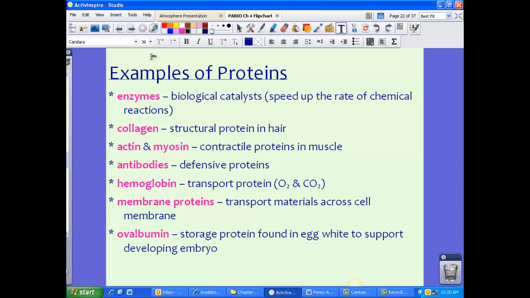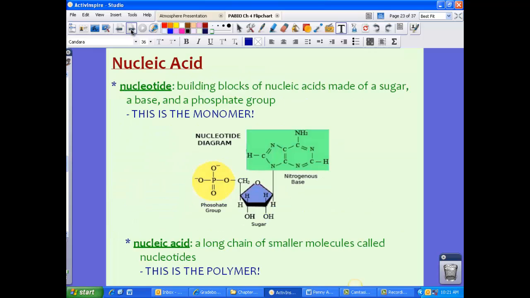Antibodies are defensive proteins. Hemoglobin are transport proteins. They transport oxygen and carbon dioxide. Membrane proteins, we've discussed those in talking about the cell or plasma membrane. Those are the ones that transport materials across the cell. And ovalbumin. Now this is a storage protein found in egg whites, and they support the developing embryo. So those are the proteins that you'll find in egg whites. That is basically ovalbumin.